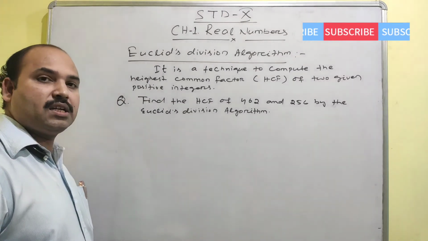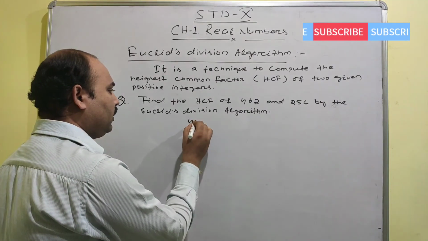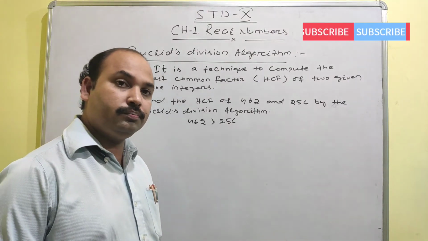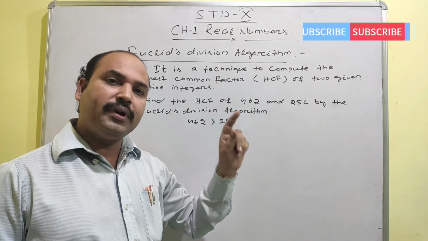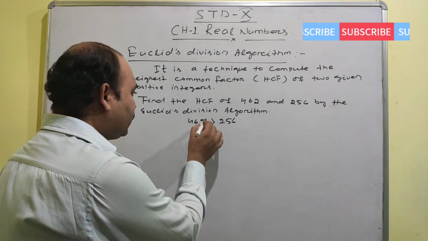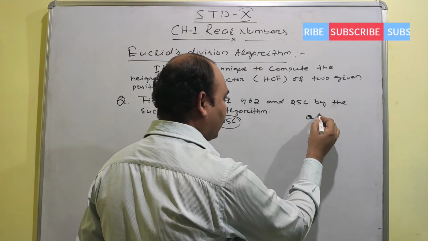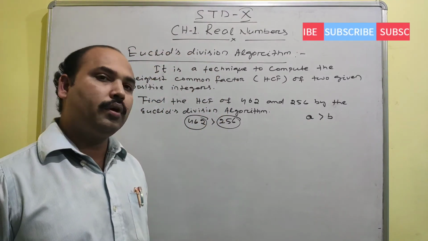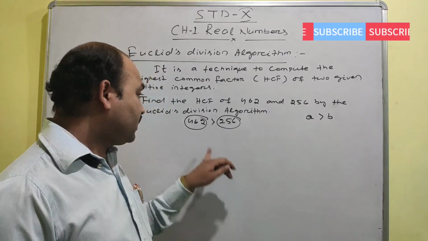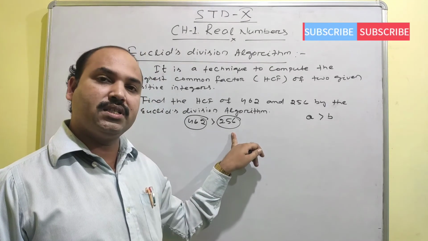Okay, so first we see here 462 and 256. Which one is greater? 462 is greater than 256. So first, as written, we have to take two integers a and b where a is greater than b. Here 462 is a and 256 is b. It means 462 is the dividend and 256 is the divisor.